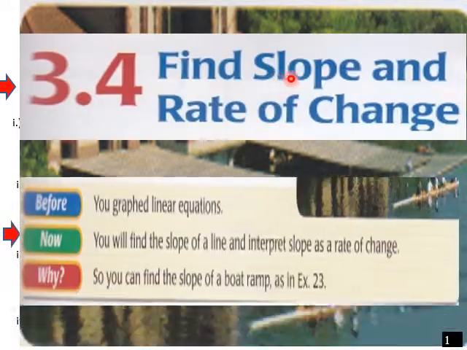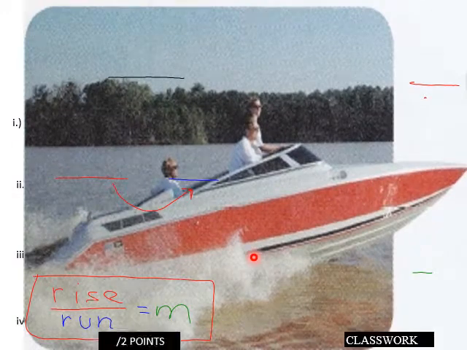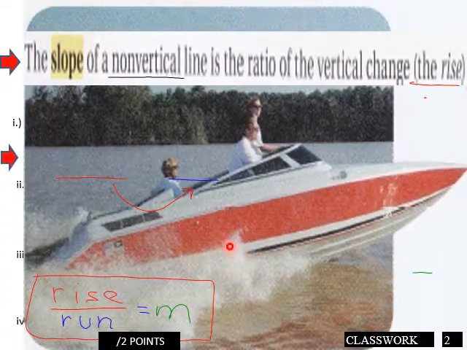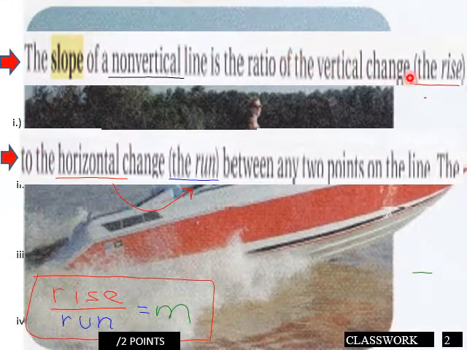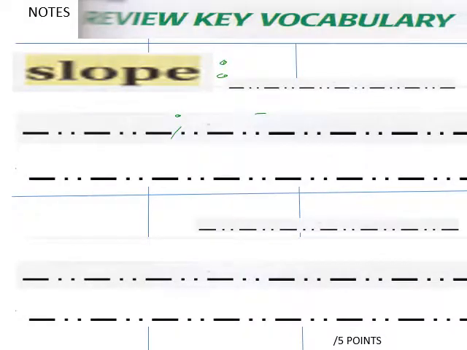Okay, 3.4, find slope and rate of change. You graph linear equations. You will find the slope of a line and interpret slope as a rate of change. So you can find the slope of a ramp. Okay, boat ramp. The slope of a non-vertical line is the ratio of vertical change, the rise, over the horizontal change, the run, between any 2 points on the line. The slope of a line is represented by the letter m.